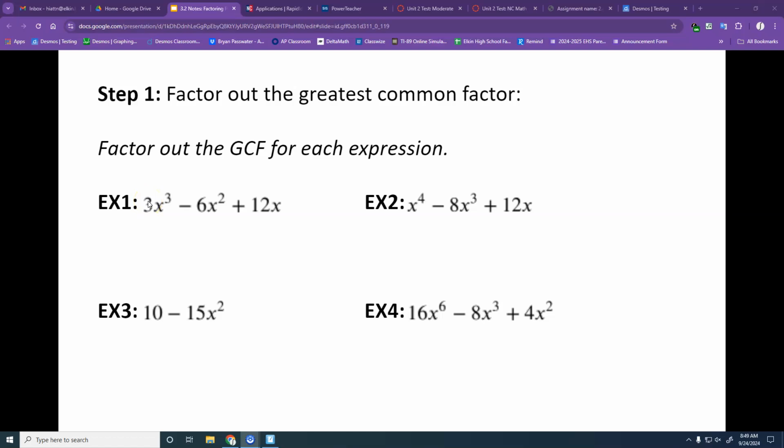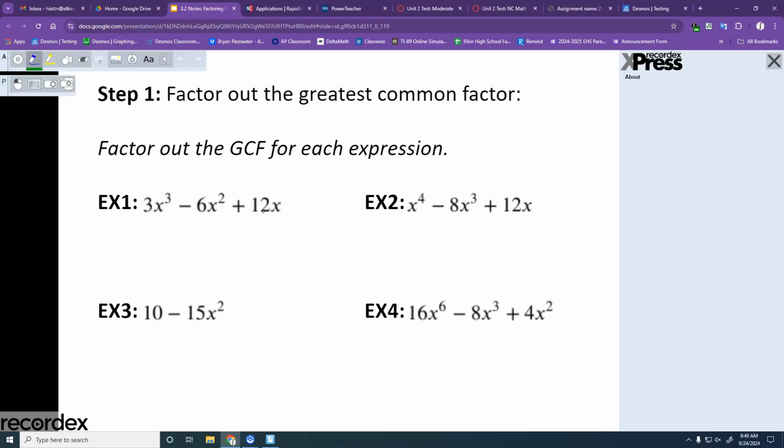Who can tell me what a coefficient is? It's the big number, right? So the coefficients are the big numbers out front. If I look at 3, 6, and 12, what is the number that I could divide all of those by? 3, right? So here, I am wanting to divide all of these by 3 because it is possible.